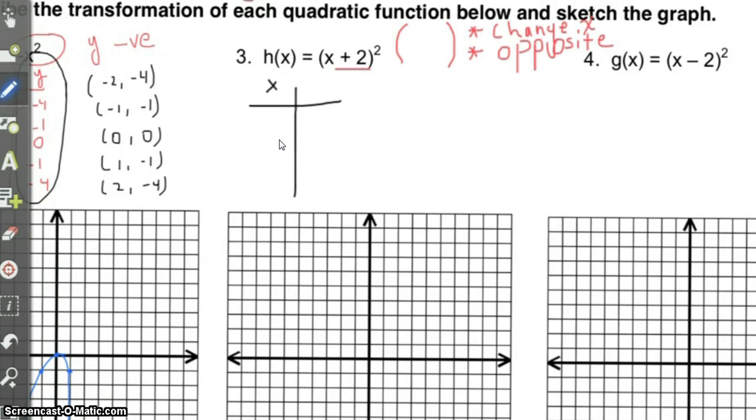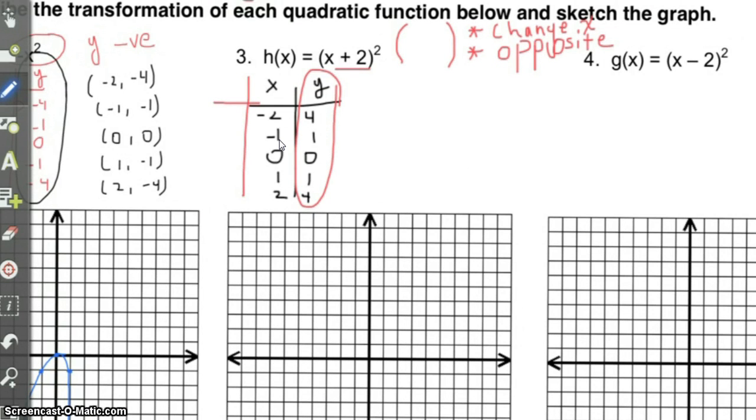Remember, we always start with the parent function. So negative 2, 4, negative 1, 1, 0, 0, 1, 1, and 2, 4. Again, there's parentheses, so I put a new column next to the x. The change is going to be done to the x. Y is going to stay the same.